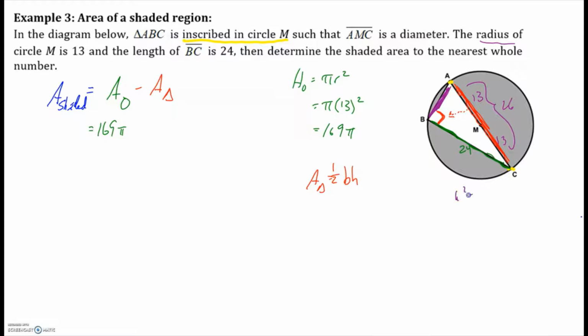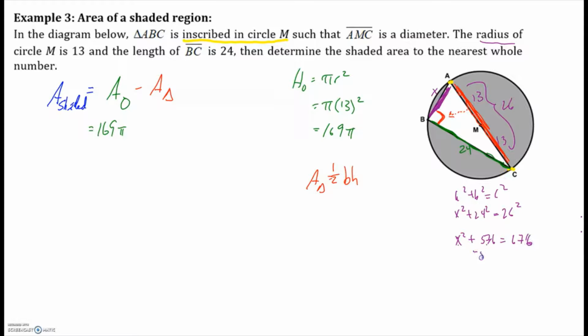So a squared plus b squared equals c squared. We'll call this x for a moment. So x squared plus 24 squared has to equal 26 squared. All right, so I'm going to plug those values in and then simplify them. So I get x squared plus 24 squared, which is 576, equals 26 squared, which is 676.